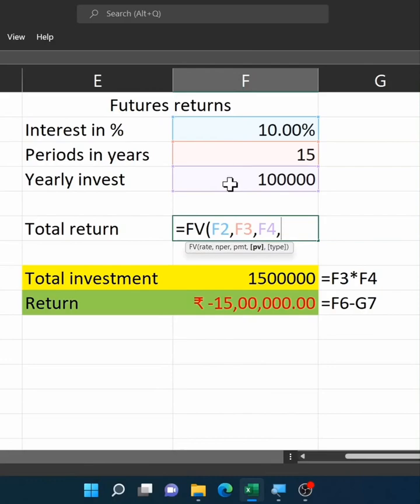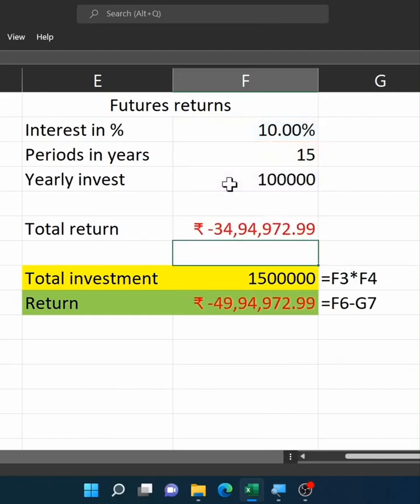So PV is the present value, I am entering 0, enter comma. Type, we can enter either 0 or 1. 0 stands for the calculation of interest at the end of the period and 1 stands for calculation of interest at the beginning of the period. I am going to enter 1, close the bracket, press enter key.